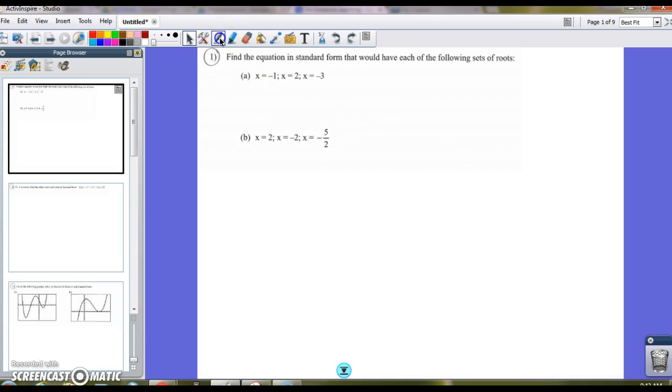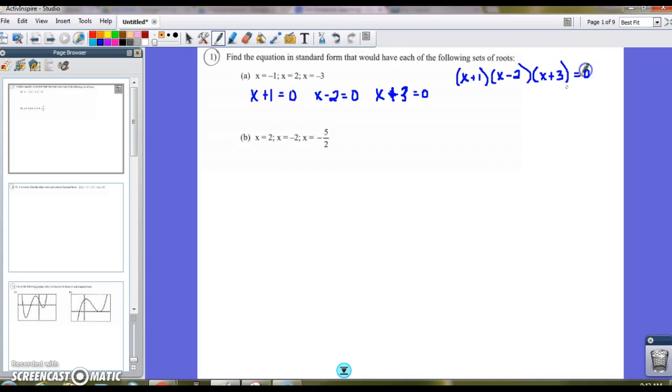We're actually given the roots, and we're being asked to find the equation that has those roots. So if we look at part A, if I know that those are my roots, like I said, I'm just working backwards. That must mean that x plus 1 is a factor, x minus 2 is a factor, and x plus 3 equals 0 is a factor. And from there, I just need to multiply those together. So x plus 1 times x minus 2 times x plus 3 is equal to 0.